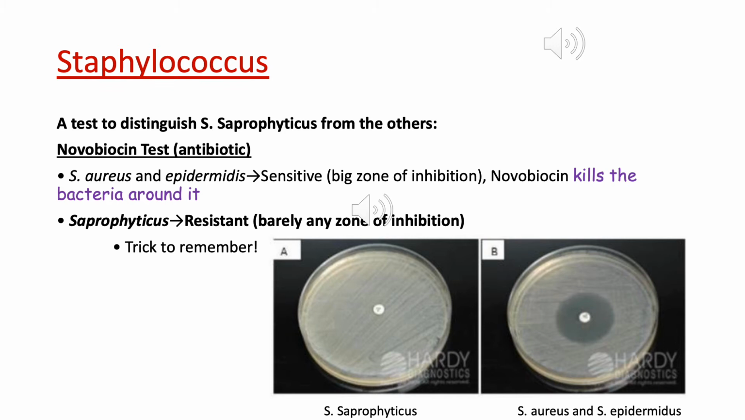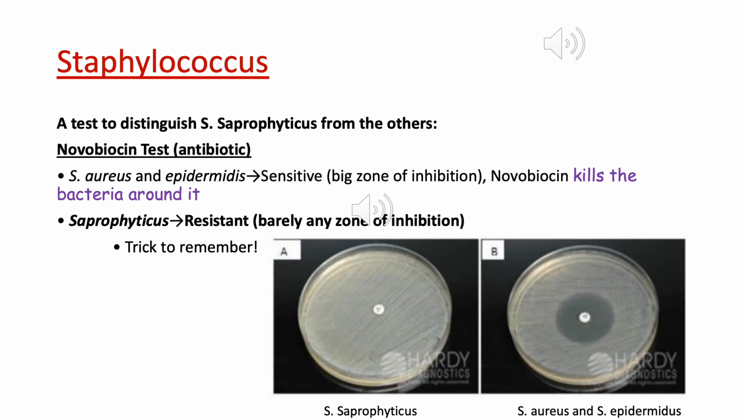So Staph aureus and Staph epidermidis are sensitive to that antibiotic, meaning that if you put that antibiotic on the plate with those organisms, you're going to see a big zone of inhibition, or a big circle, as you can see in picture B here, a big circle or area where the Novobiocin kills the bacteria around it. So that area where there's no bacteria growing, that's the zone of inhibition.